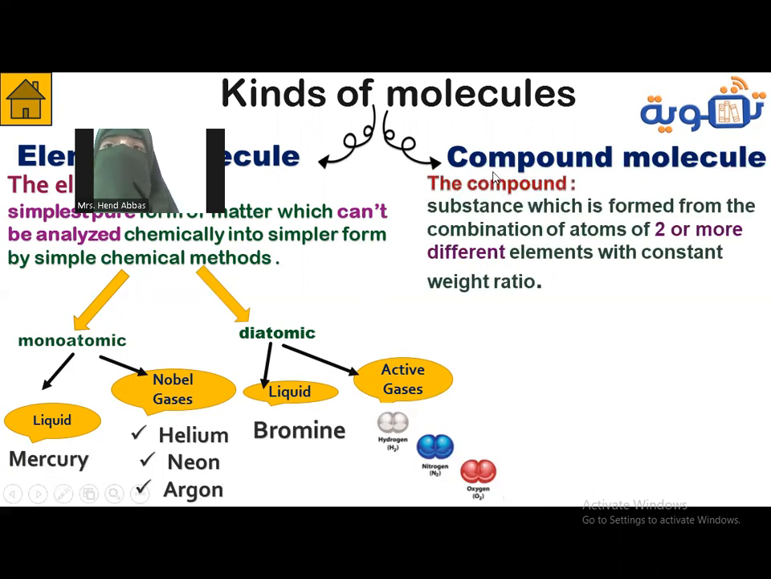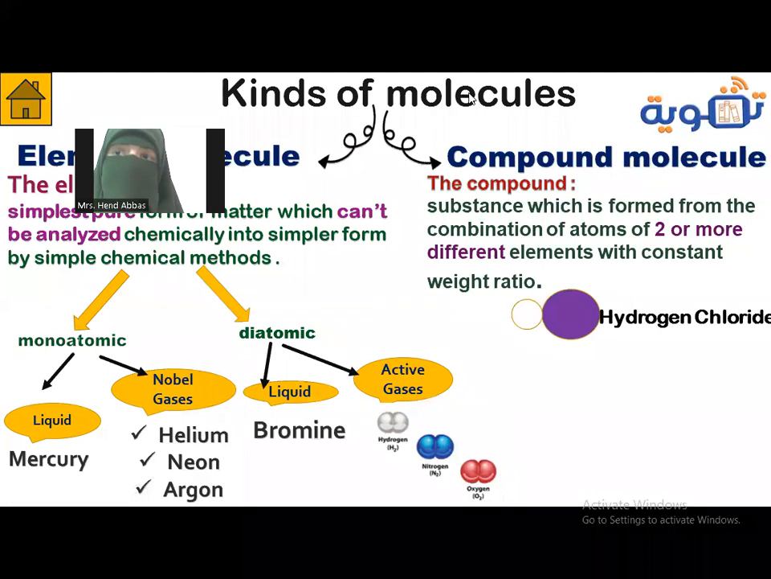Okay, what about the compound? A compound is a substance formed from a combination of two or more different elements with a constant weight ratio. This is the hydrogen chloride molecule. Hydrogen chloride consists of two atoms, hydrogen and chlorine. Two atoms of how many elements? Two elements. What are those two elements? Yes, the hydrogen element and the chlorine element.